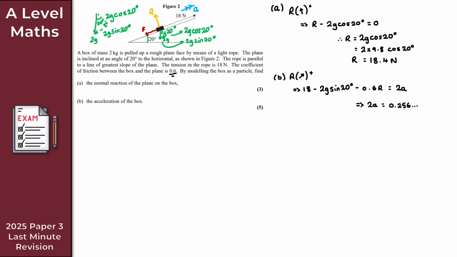But don't forget, we just want to find a here. So all I need to do is divide both sides by 2. Therefore a is equal to 0.256, and so on, divided by 2, which to 3 significant figures is 0.123. And of course, don't forget the units. This is acceleration, so we're going to get meters per second squared, so ms^-2. And there we have it.